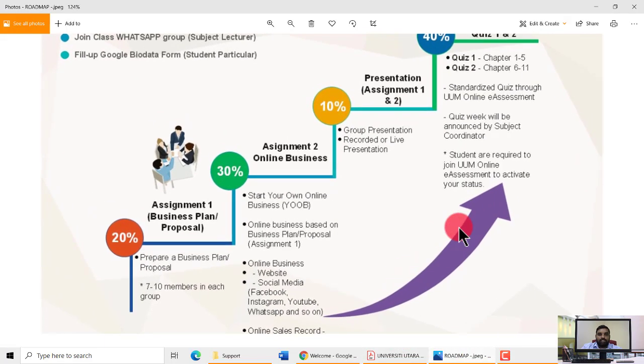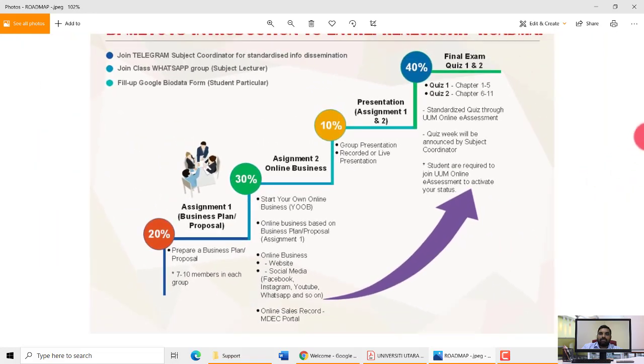So again, I show this to you, as I mentioned just now. There is no final exam, only quiz 1 and quiz 2, and you will have assignment 1, the business plan, worth 20% of the marks. Prepare a business plan proposal in a group of 7 to 10 members. Each group must have 7 to 10 members, cannot be less, cannot be more than 10. If you include more than 10 members or less than 7 members, I will deduct marks, because you failed to manage your group members. Most important thing.